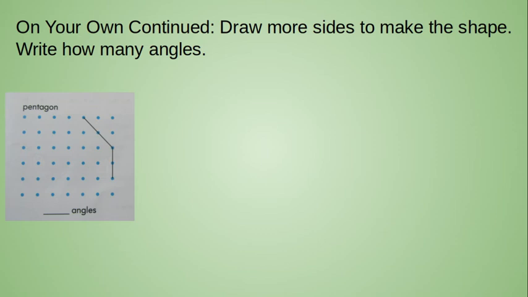All right, still on the On Your Own page. This time our directions say, draw more sides to make the shape. Write how many angles. This is similar to yesterday's problem set, except this time we're counting the angles. So our first shape says we need to draw a pentagon. Well, remember, a pentagon has 5 sides. Right now, there are only 2 sides drawn.